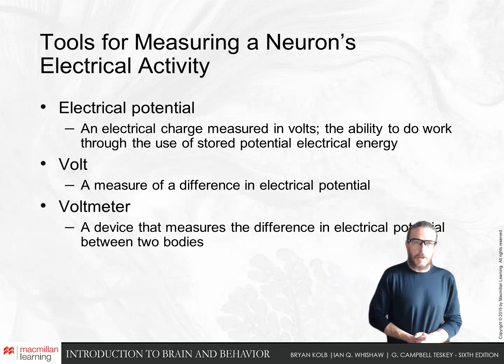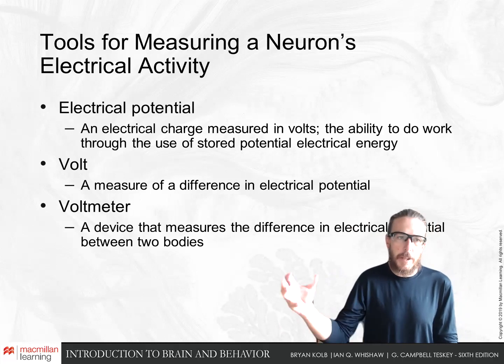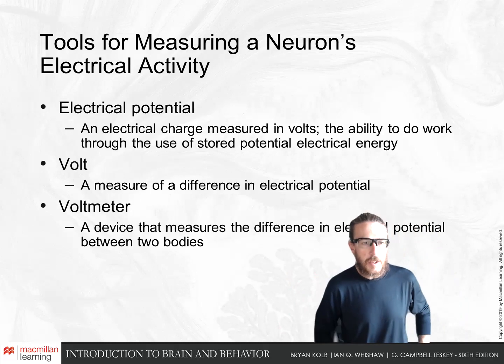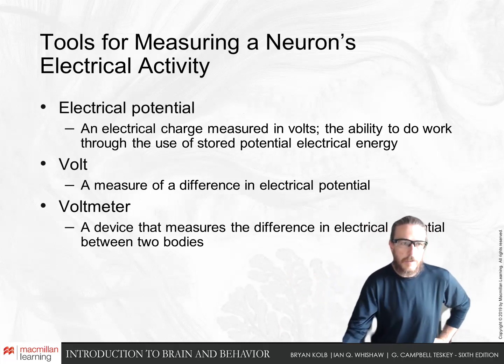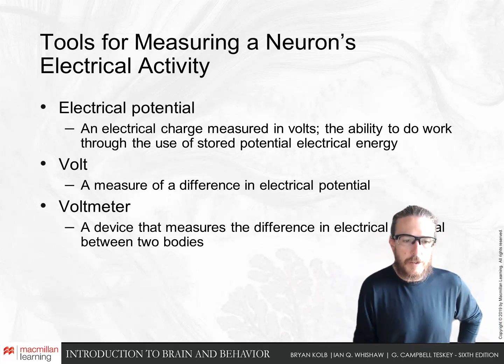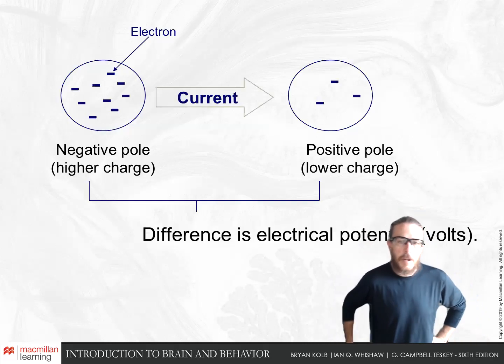So, just to cover this again, an electrical potential is a charge. It's measured in volts or millivolts or microvolts. It's a potential energy, the ability to do work through the storage of energy. A volt is a measure of a difference in potential between two locations, and a voltmeter is a device that measures that difference in potential. And an EEG is an example of a complicated voltmeter.